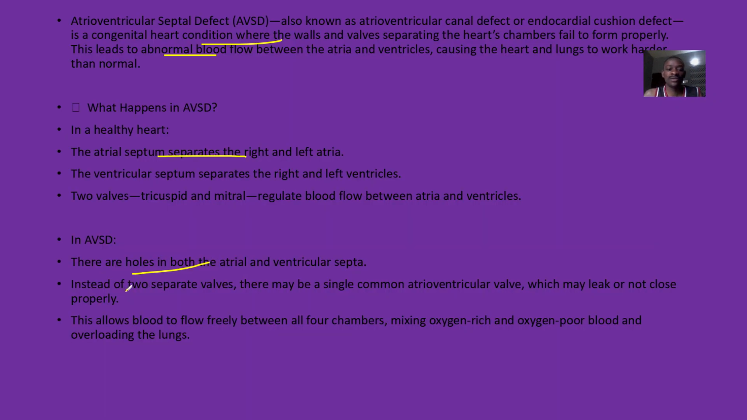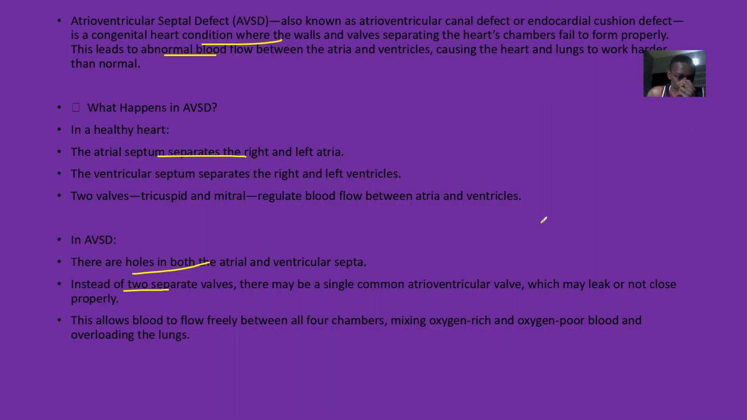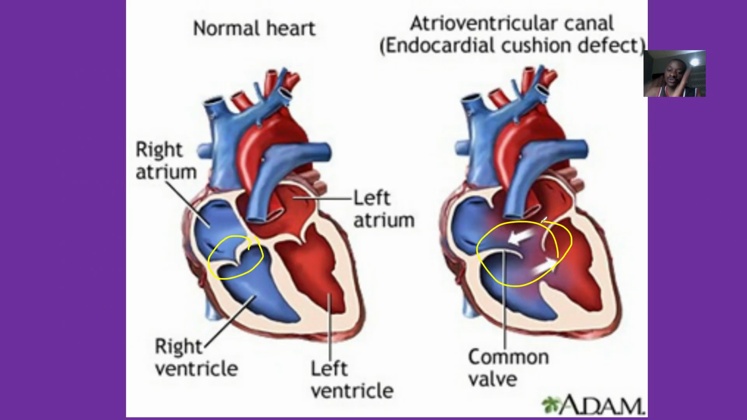Okay. Now, instead of two separate valves, there may be a single common atrioventricular valve which may leak or may not close properly. So most of the times there's only one valve, not two valves. Okay. So I'm trying to tell you that the surgery for this too will be really, really crazy. So this allows blood to flow freely between all four chambers. So you don't have a demarcation between oxygenated blood and deoxygenated blood. Everything is just mixing up.